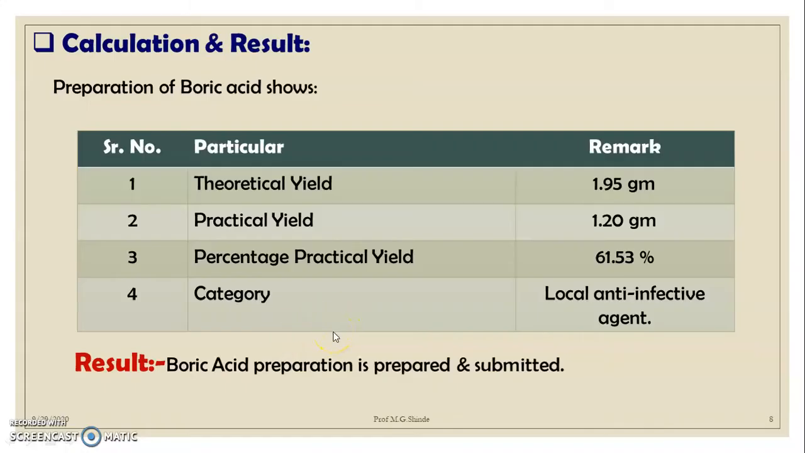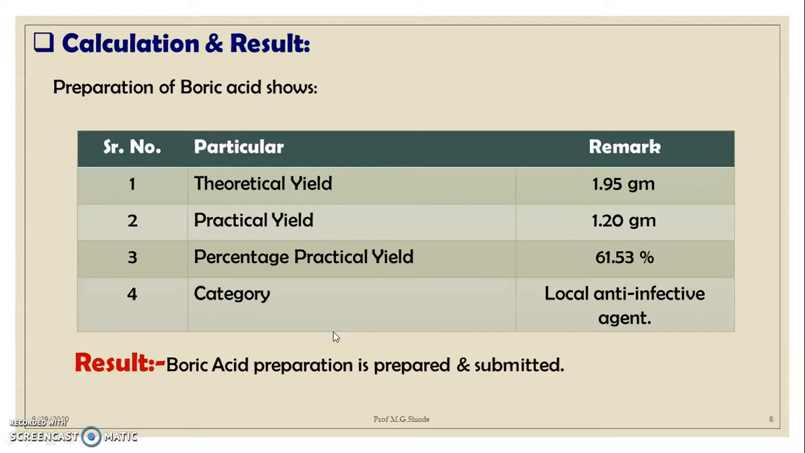So students, after performing the practical, we got the following result for the preparation of boric acid. We got the theoretical yield of boric acid as 1.95 gram. The practical yield for today's practical is 1.20 gram. We also calculated the percentage practical yield by dividing the practical yield by the theoretical yield and multiplying by 100. We got 61.53% as the percentage practical yield.